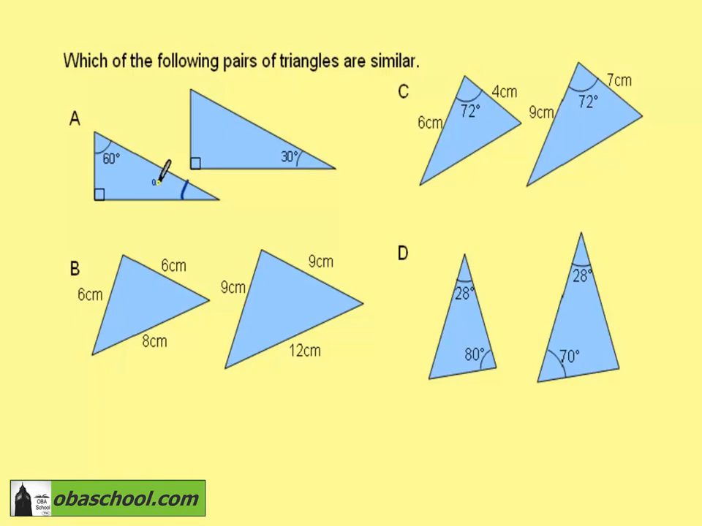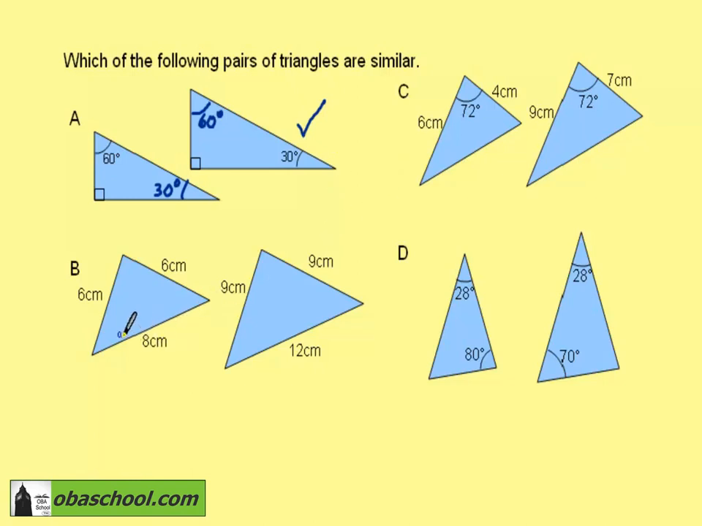It follows that this angle must be 30 degrees, since we know the three angles of a triangle add up to 180. We have 30 and 90, and that means that this one is 60. All three angles are the same in both triangles, so they're the same shape, and therefore they are similar.